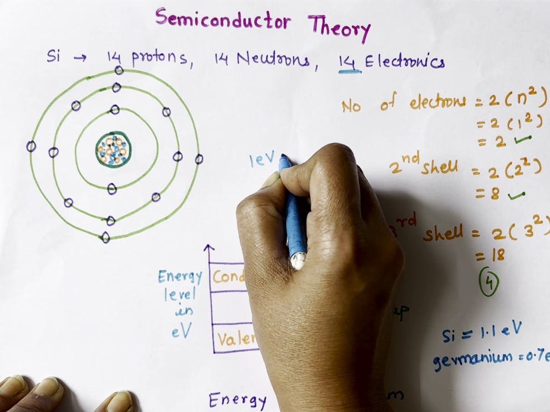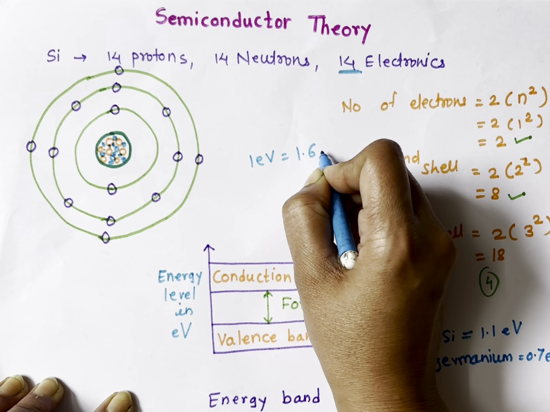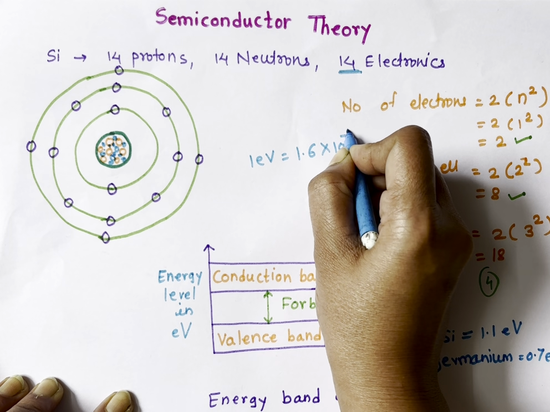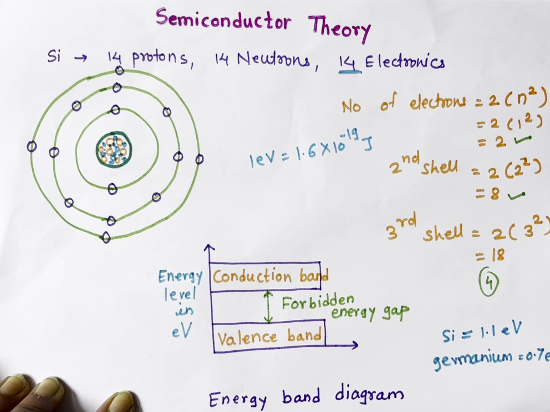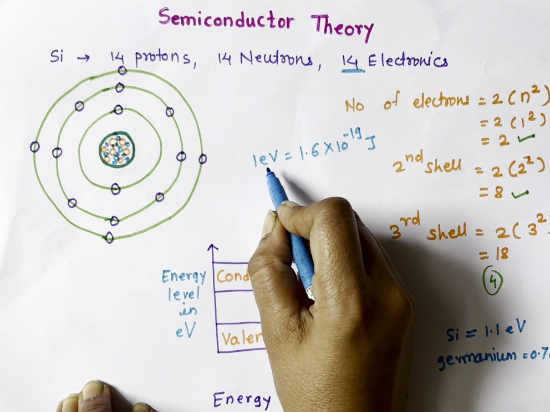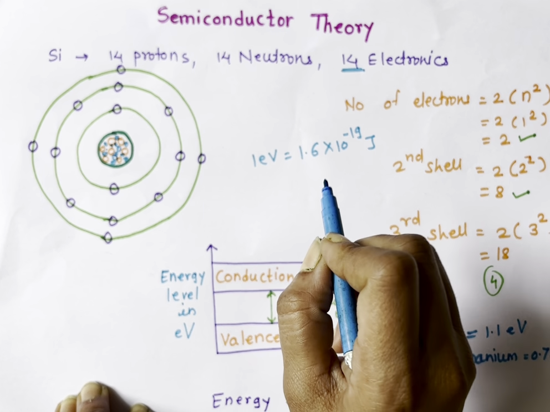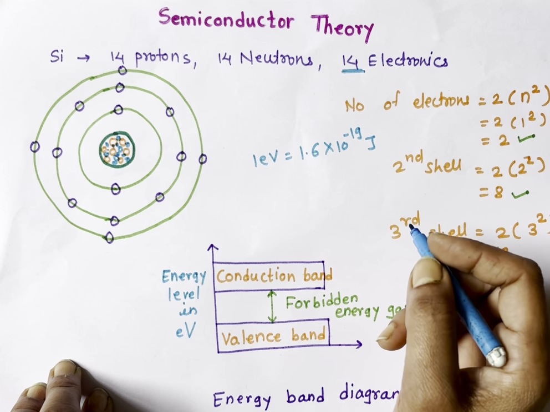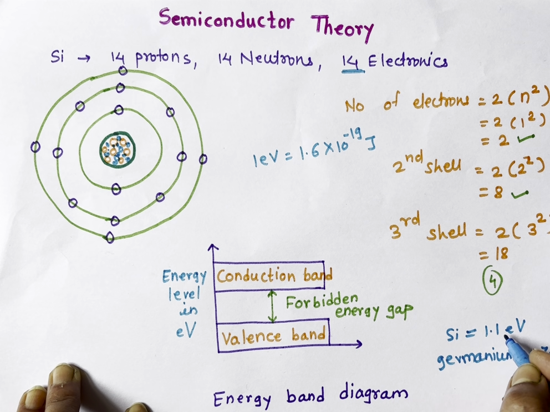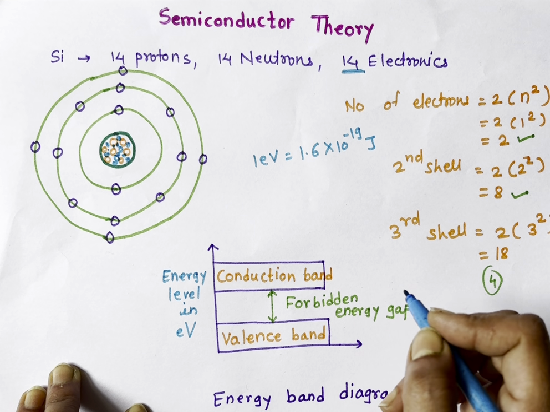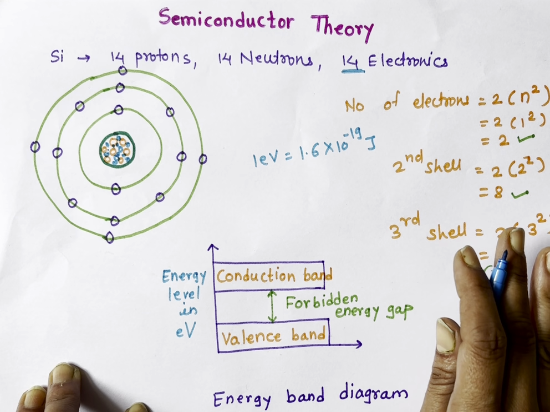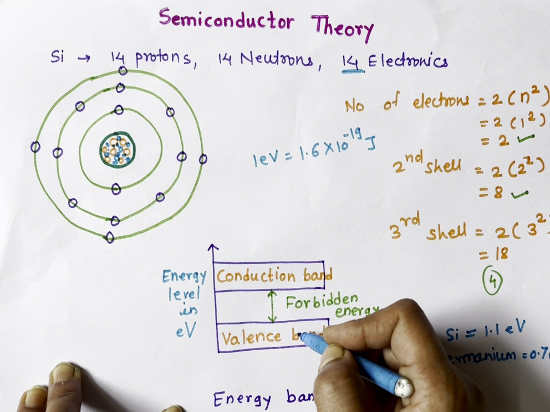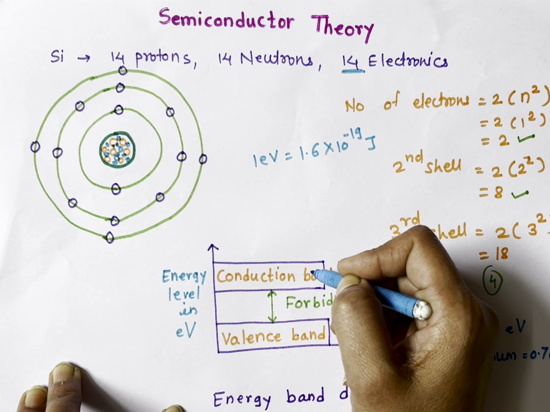1 electron volt is equal to 1.6 multiplied by 10 raised to minus 19 joules. So this electron volt is a unit of energy, not voltage. You might wonder, if the band gap is 1.1 electron volt, does that mean we apply 1.1 volts to make an electron jump from the valence band to the conduction band?